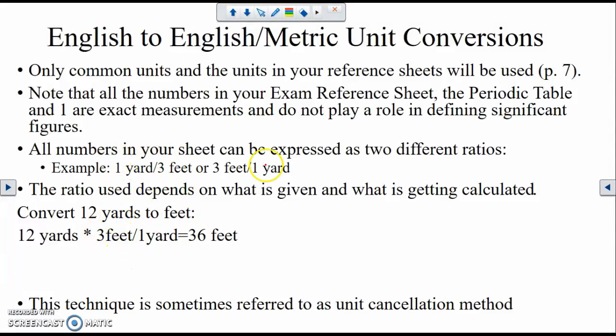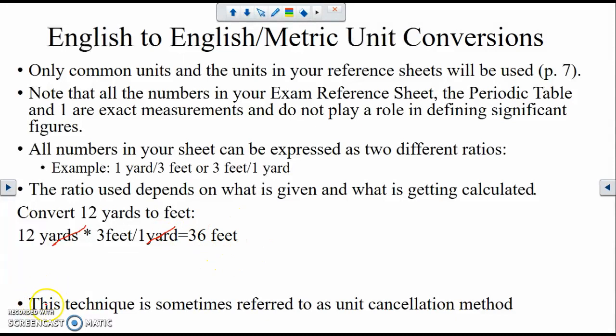So between these two, this is the ratio that you need to use, because again, the feet, the unit that you need, is on top, and the unit that is given is on the bottom. And in this case, all of this conversion is multiplication and division. So you do 12 times 3 divided by 1. And as you can see, the yards is on top here, and the yard is in the denominator here. And what happens with those units, folks, is they cancel. And when they cancel, you are just left with the unit feet.